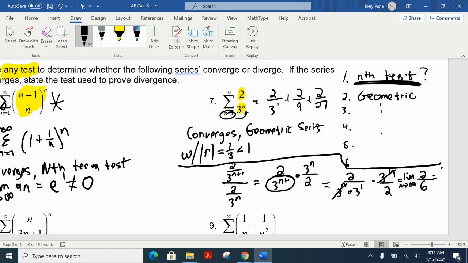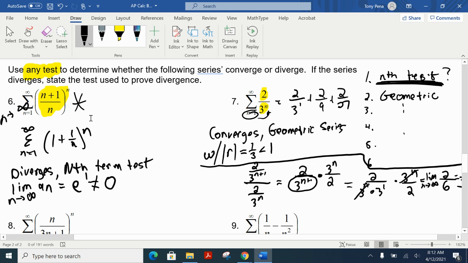So 2/6 is your limit, 1/3. The ratio test, that's your p. It's a 1/3. It's less than a 1. That would also have told us that it converged, and then we'd have to go with ratio tests, say what the limit is, and say that it's less than a 1. So a lot of these are going to have some options, and it really depends on which one you're going to prefer. Let me write down nth term test.